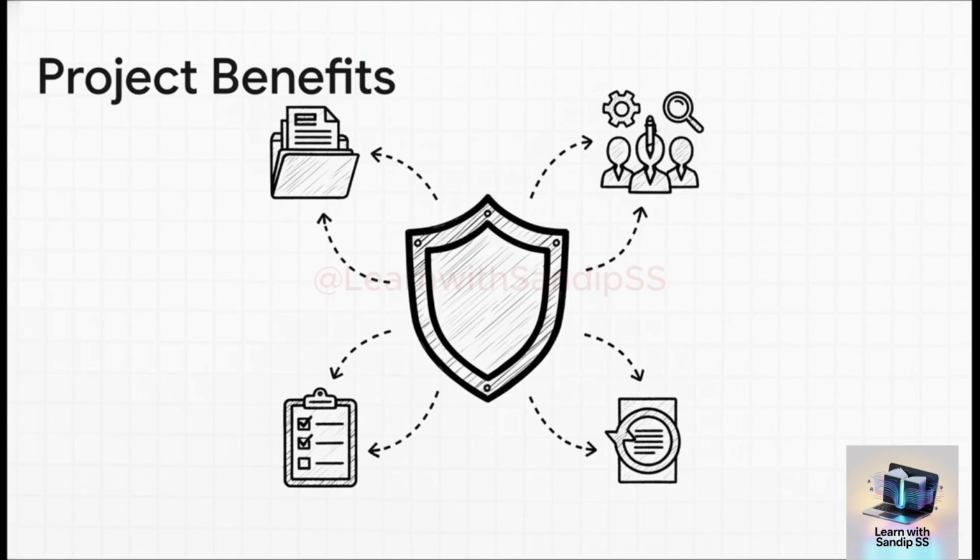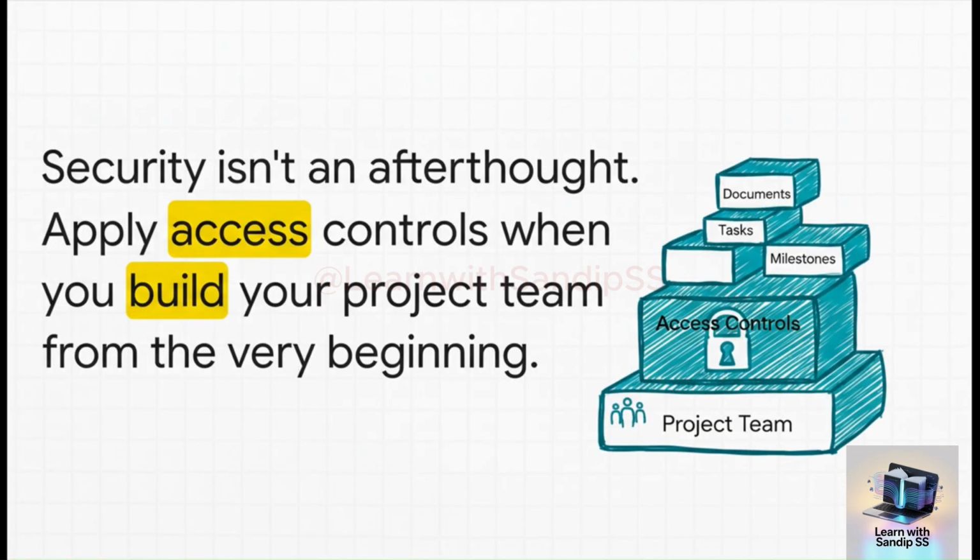So why even bother with all this formal structure? You might be thinking it sounds like a lot of bureaucracy, but it's really all about control. This process gives you a single source of truth for every document, it makes team roles crystal clear, it helps you track every task and milestone, and it creates a complete auditable history of the entire process. No more guesswork. And this brings us right back to our main theme, see? Security isn't an afterthought. The very moment you start adding people to your project team, that's when you apply access controls. You decide from the get-go who's a viewer, who's an editor, and who has full admin rights. Security is built in, not bolted on later.